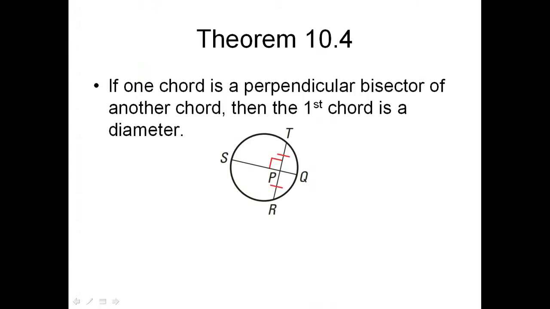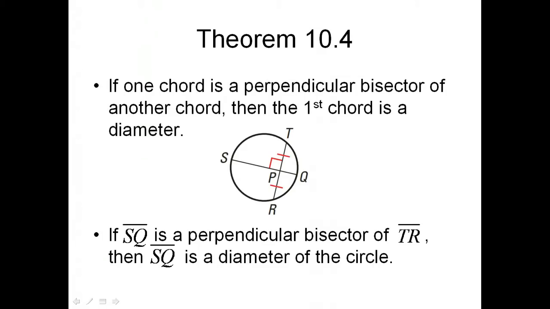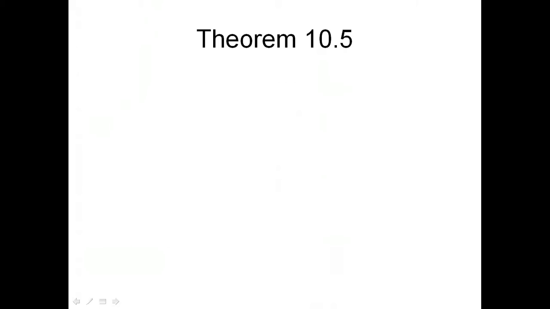If a chord is a perpendicular bisector of another chord, then the first chord is a diameter. Okay, let's think about what that's saying. If SQ is a perpendicular bisector to TR, then SQ has to be a diameter of the circle. Now, I don't know where the center is, but I know that SQ goes through the center.